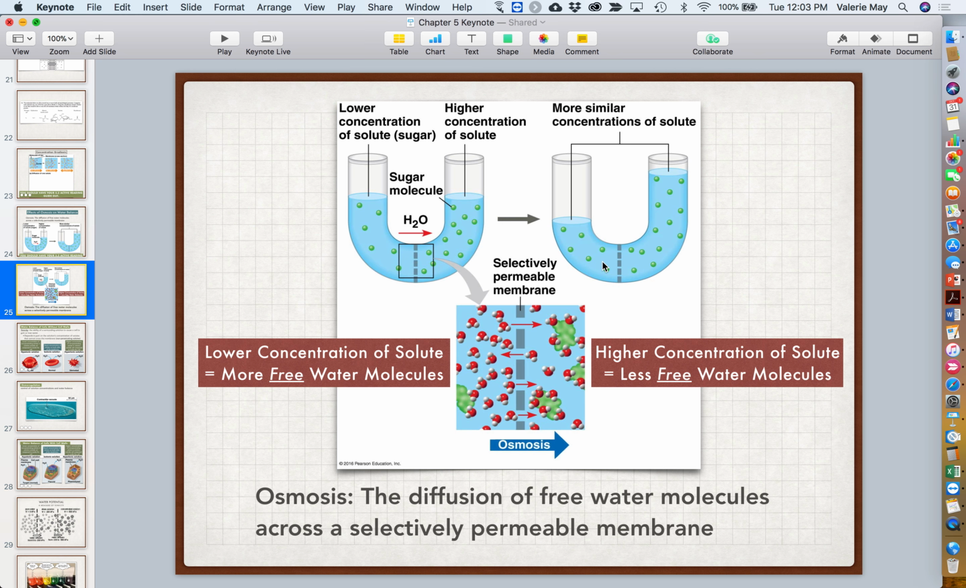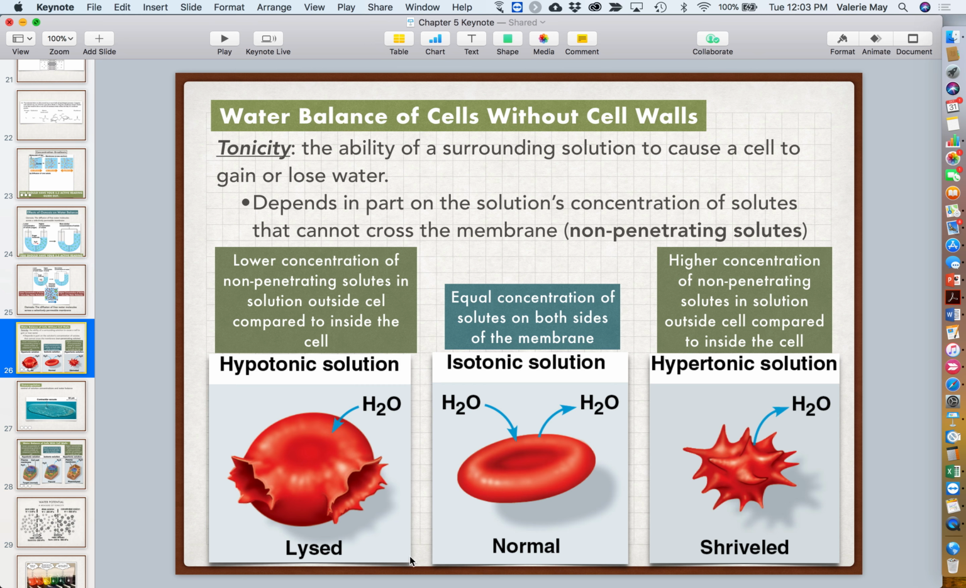And in this case, water molecules are moving. There's just as many free water molecules here as there are here. So water molecules are moving in and out at the same rate. So what did that look like in the cell? In the cell, water is moving in. Water molecules are just as likely to move out because the solute concentrations are equal, the free water molecule concentrations are equal, and the cell is going to stay the same. And they use red blood cells to illustrate this because red blood cells have this unique biconcave disc. So this would be normal.